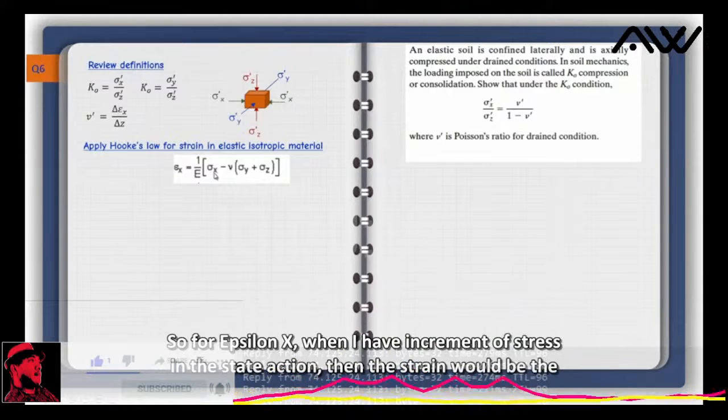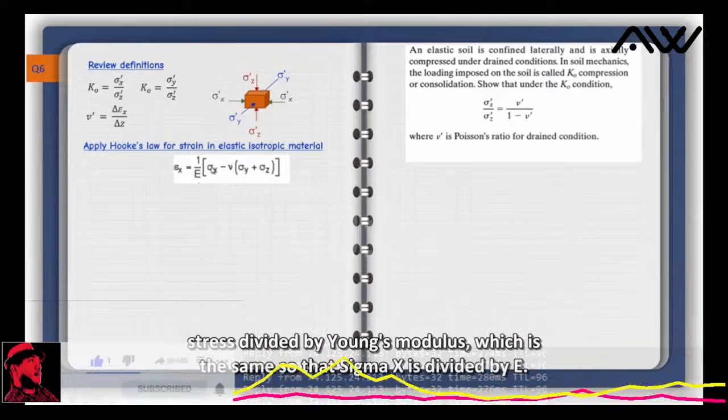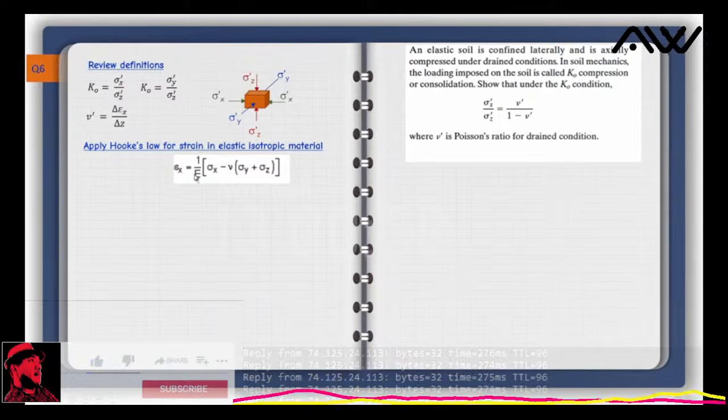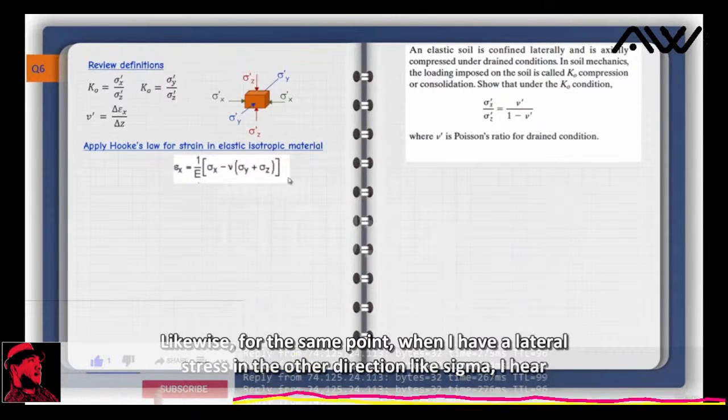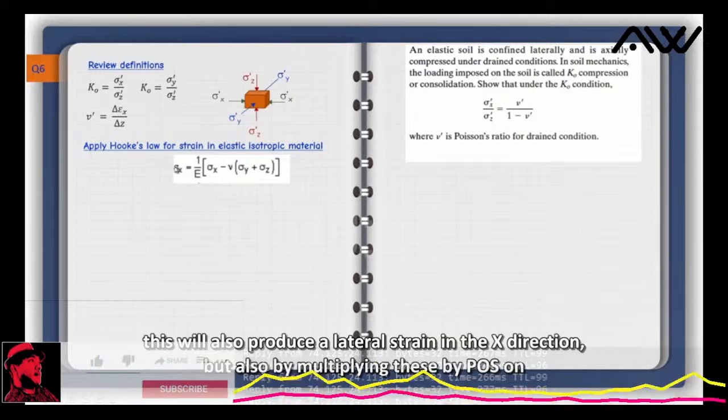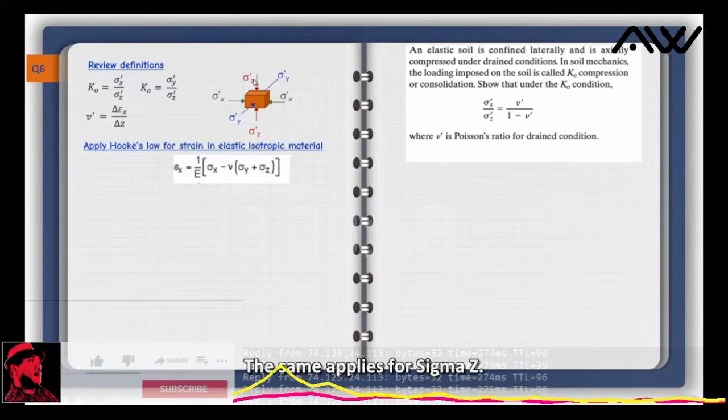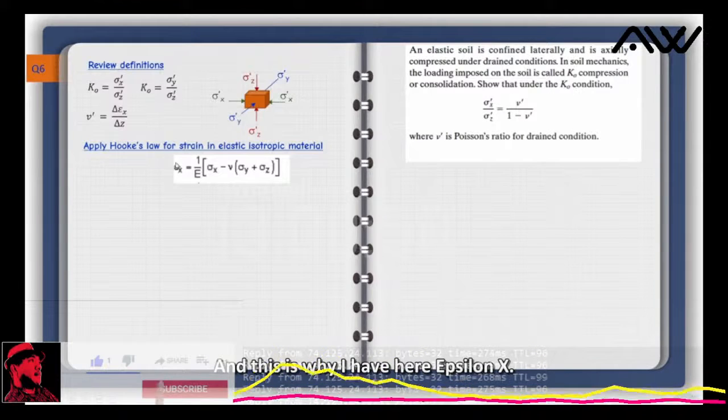So for epsilon X, when I have an increment of stress in the X direction, then the strain would be the stress divided by Young's modulus. So that's sigma X divided by E. That's Young's modulus. Likewise, for the same point, when I have a lateral stress in the other direction, like sigma Y here, this will also produce a lateral strain in the X direction, but also by multiplying this by Poisson's ratio by definition. The same applies for sigma Z. And this is why I have here epsilon X.